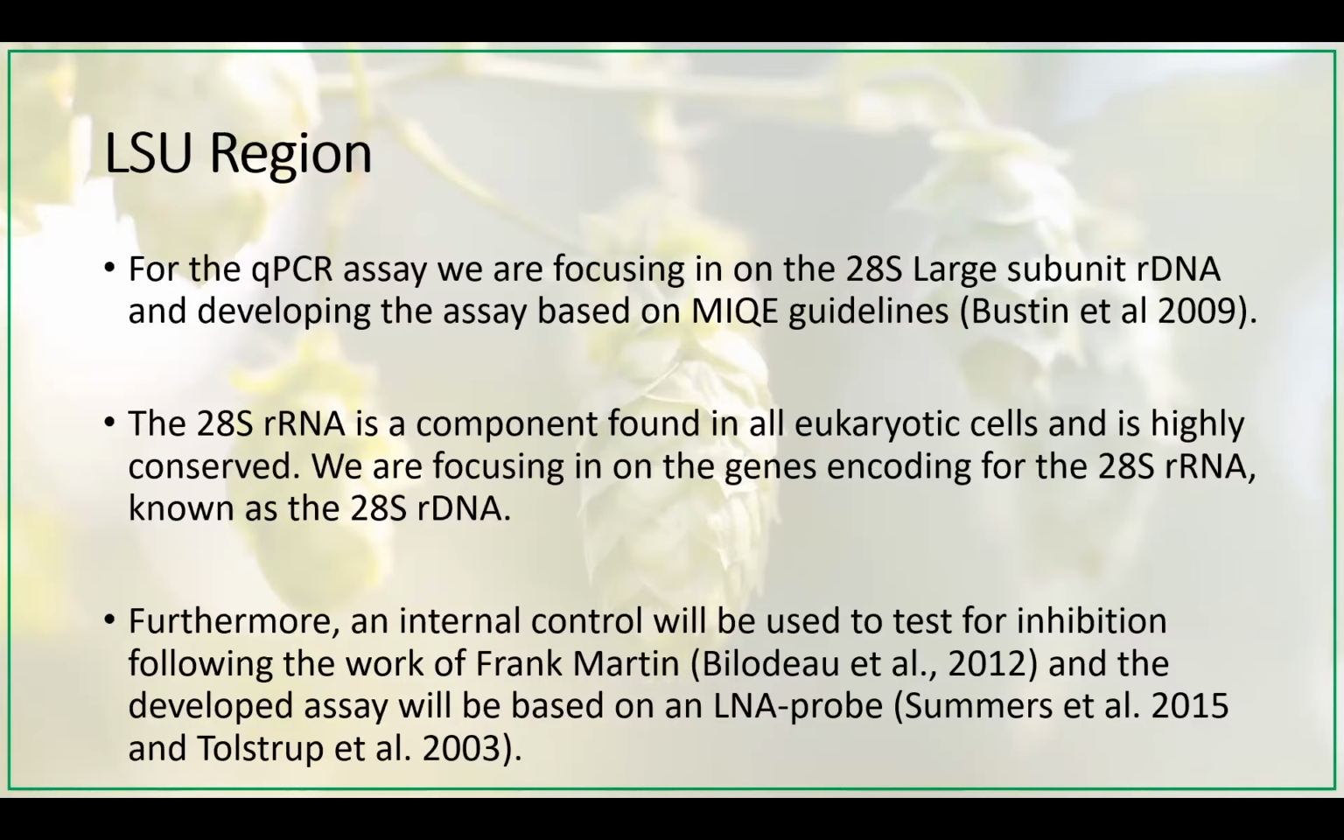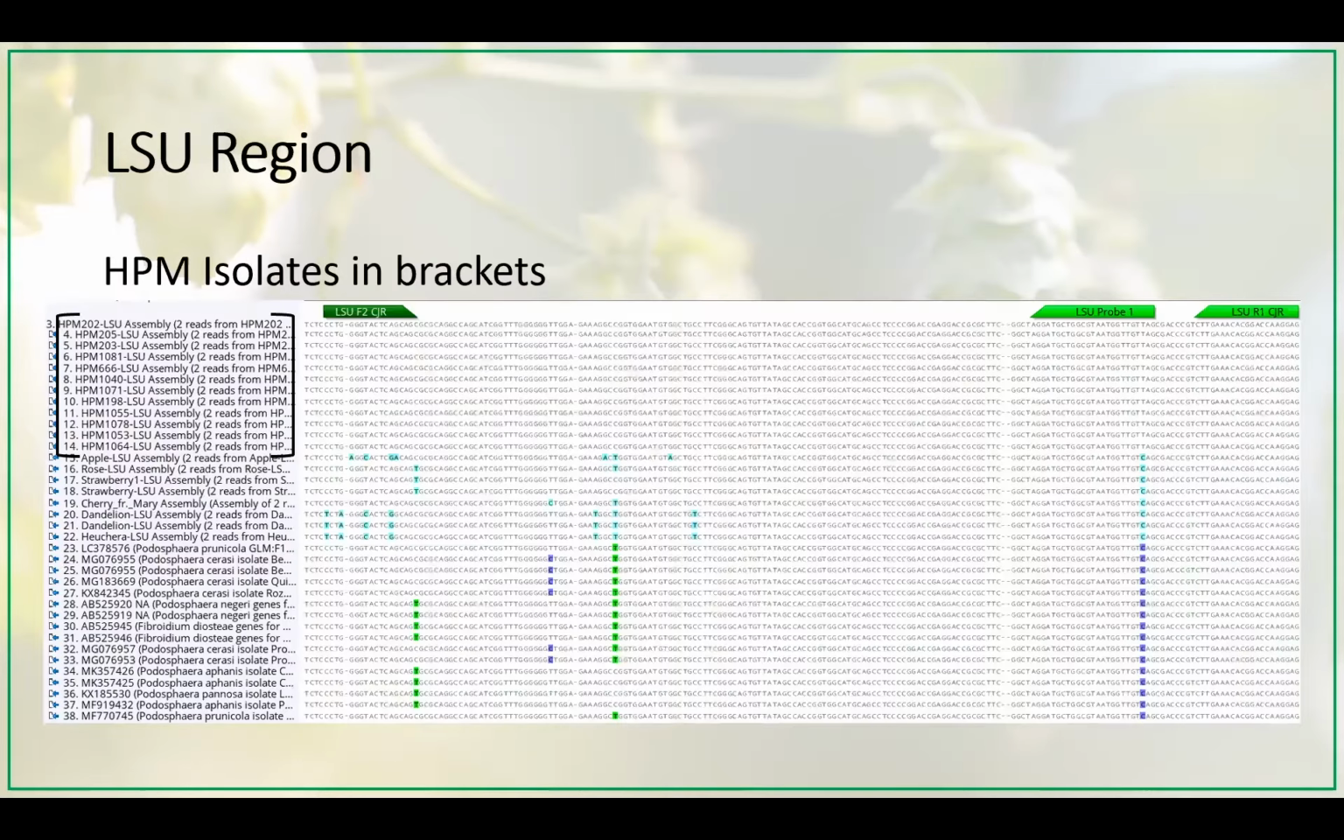And I can show you what my current design looks like. So the hop powdery mildew isolates are in brackets over here on the left. And as you can see, we have one SNP over here on the right where my probe is positioned. And this was conserved between all hop powdery mildews that we tested, and then all other local powdery mildews that we gained sequence data for ended up having a different SNP. So this looked pretty promising.